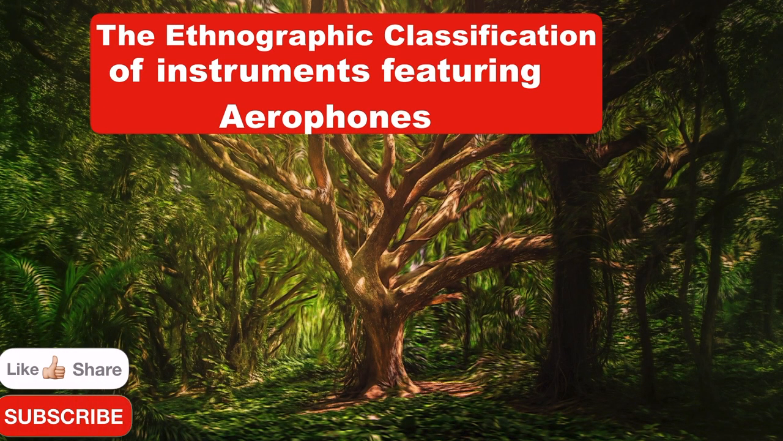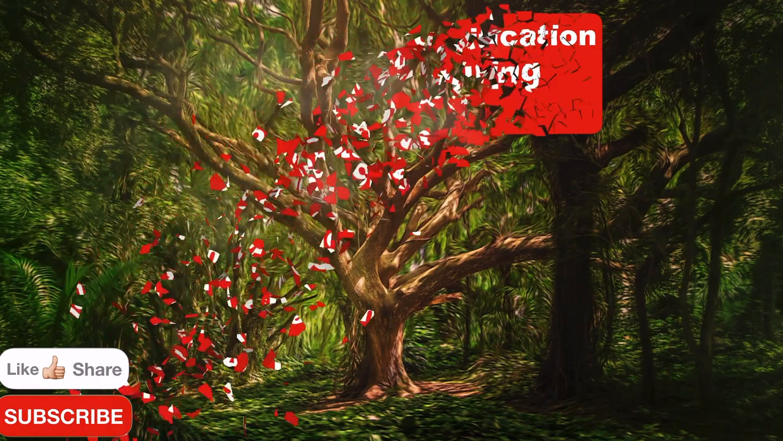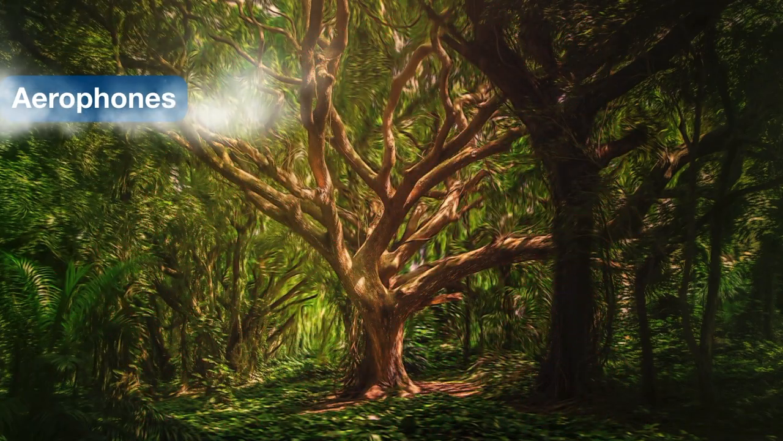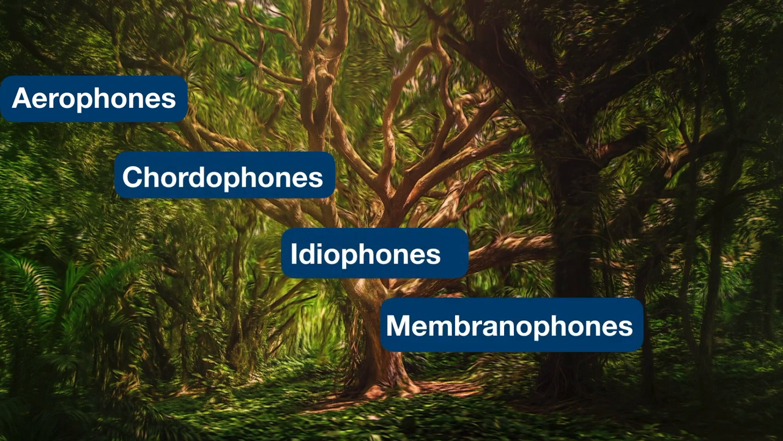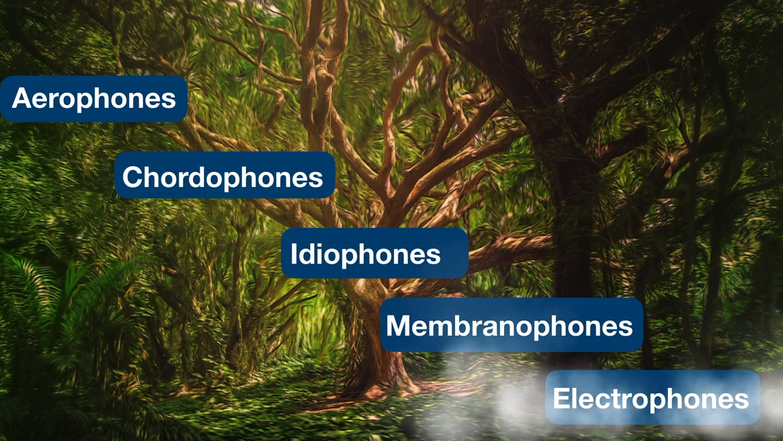Ethnographic classification of instruments featuring aerophones. These instruments are classified into five groups. They are aerophones, cardiophones, idiophones, membranophones, and electrophones.